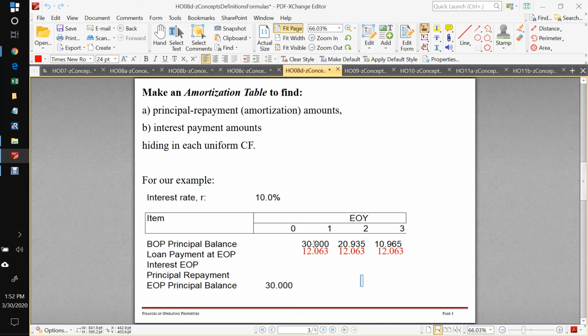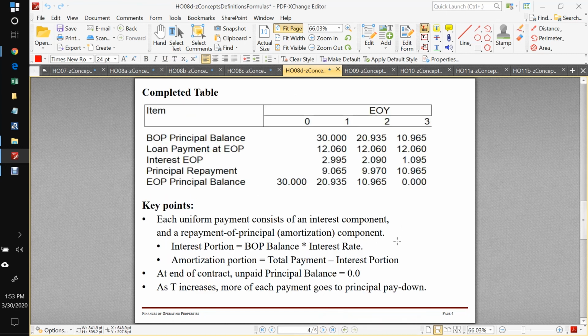So that's going to be true in every case, and so on. And the interest amount is the BOP balance, the beginning principal amount. So these two always go together, times 10%. So my interest is going to be 3.0, and the rest of that payment is going to be principal repayment. So let's go ahead and see how that looks here.